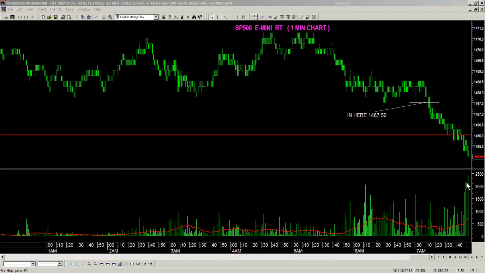More volume coming in here. I like this a lot to get to our price profit target. Here we are, 1 minute chart, 1,086 contracts and rising. Incredible. Nothing like a lot of volume to stay in a trade.